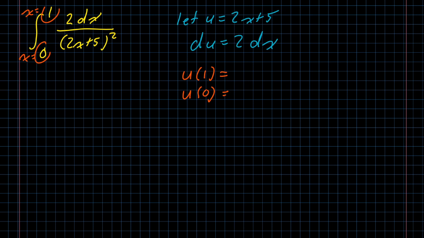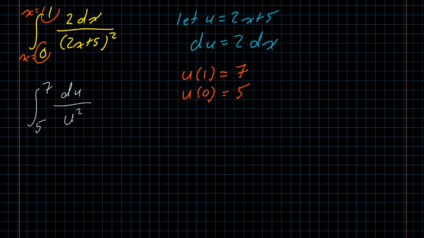When u is 1, I'm sorry, when x is 1, u is 7. When x is 0, u is 5. With that information, when I do my u-substitution, my limits of integration change. When x is 0, u is 5. When x is 1, u is 7. 2 dx is du. 2x plus 5 is u.